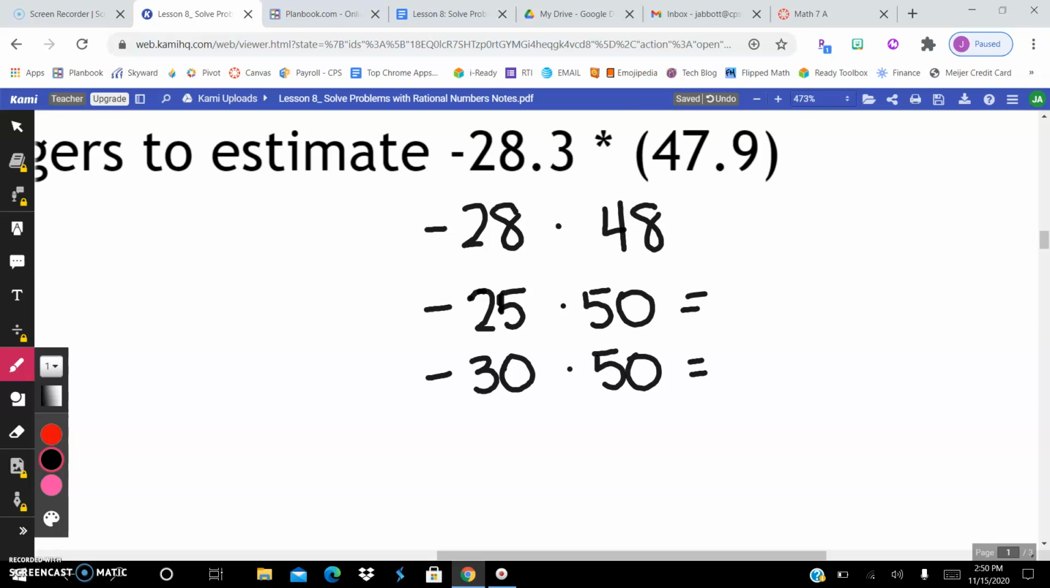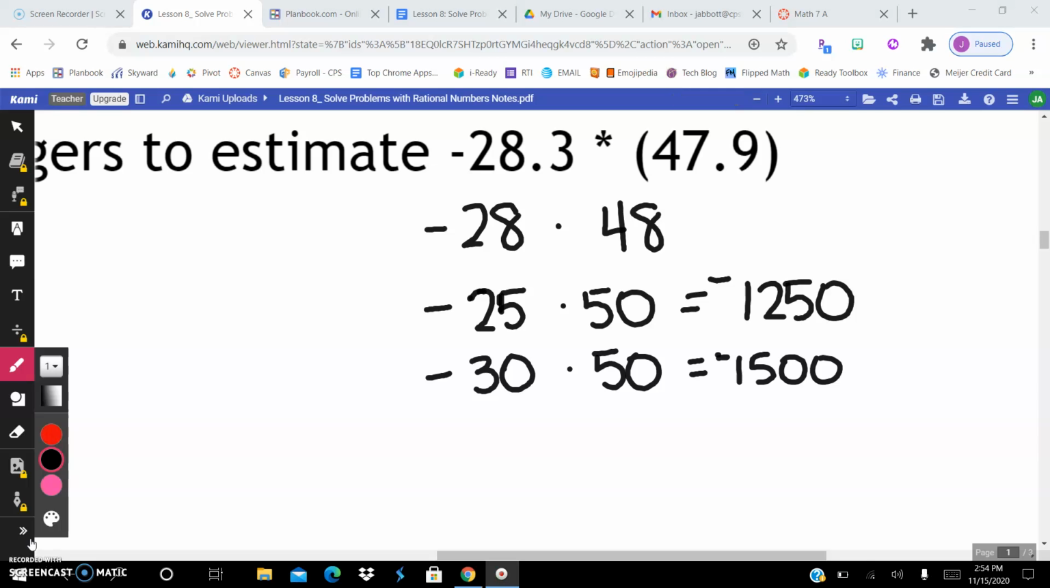25 times 5, think about having 5 quarters, you would have $1.25, so that would be 125, and then we have that extra 0, and that would be negative. And then if I did the 30 times 50, 3 times 5 would be 15, and I have 2 zeros in this problem to bring over, and our answer would also be negative here, so negative times a positive. So those answers are close.